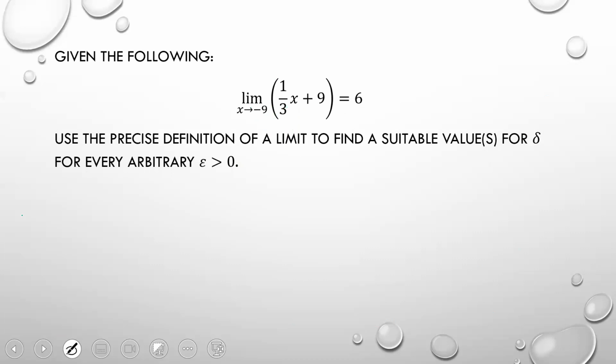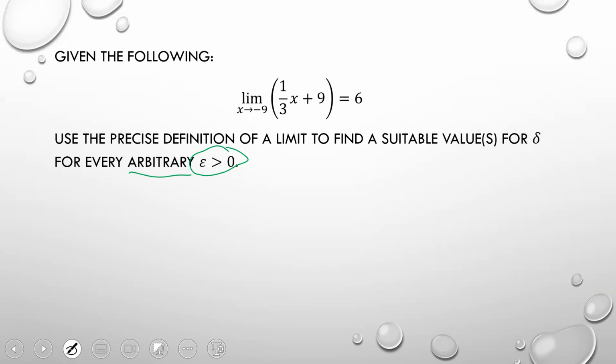And we're asked to use the precise definition of a limit to find a suitable value or values for delta that works for any arbitrary epsilon greater than 0. Now, if you've never seen this word arbitrary here, it just means any value for epsilon we could choose. And always, when we're talking about the precise definition of a limit, our values for epsilon always have to be greater than 0. They basically have to be positive, right? And again, arbitrary means we could choose any value for epsilon.